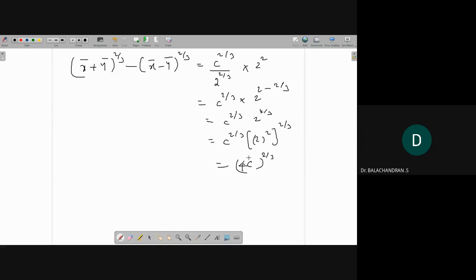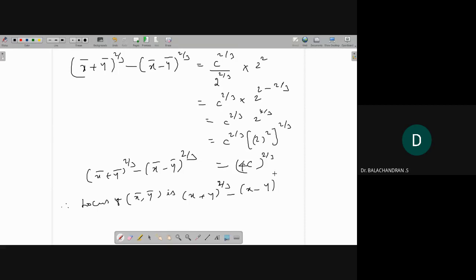So the left hand side is the same: x bar plus y bar whole power 2 by 3 minus x bar minus y bar whole power 2 by 3. So the locus of x bar comma y bar is x plus y whole power 2 by 3 minus x minus y whole power 2 by 3 is equal to 4c whole power 2 by 3.